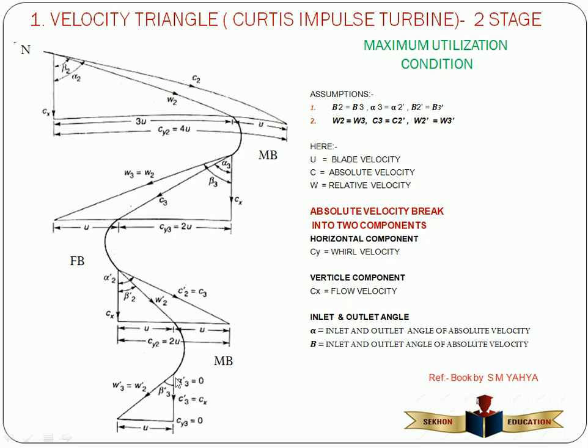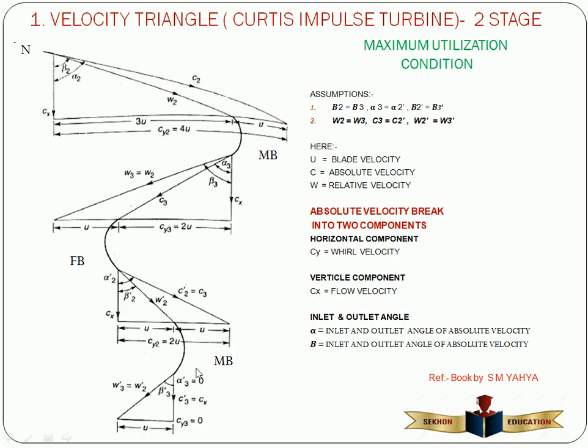Then again it comes to the moving blade. So this is a single stage, and over here it is the second stage. Then the relative velocity from this fixed blade enters the moving blade. Over here u2 equals u2. So these are the conditions: in the first stage 3u, then in the second stage u. Then it enters the moving blade.